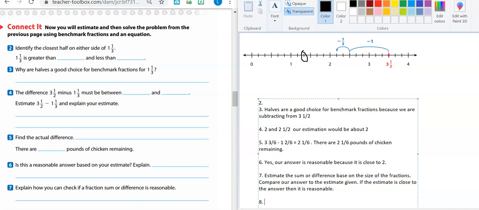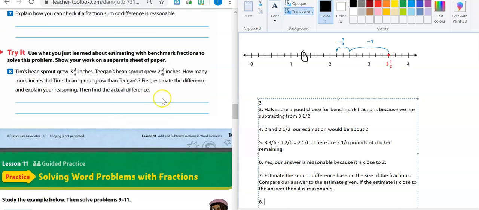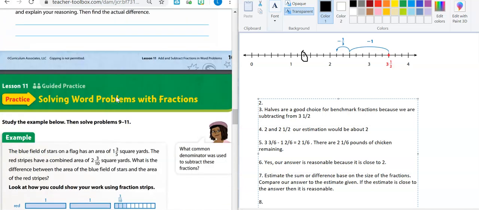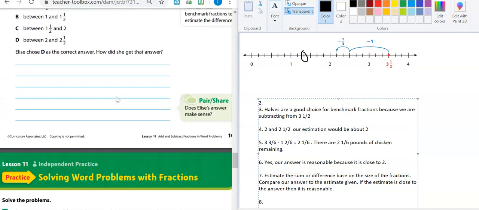So again, we're going to subtract because of our keywords: how many more inches did Tim's bean sprout grow than Tegan's? So if we're subtracting, we need to subtract Tegan's bean sprout, which is 2 3/4, from Tim's bean sprout, which is 3 3/8. So on your own, I want you to work this out. And when we have our next Teams meeting, I want you to be able to explain your answer. And then I want you to work out the rest of the practice problems that you see below throughout the remainder of this packet on your own.